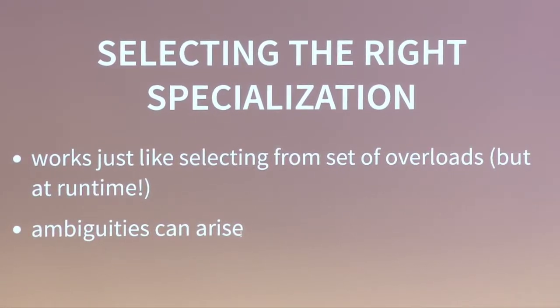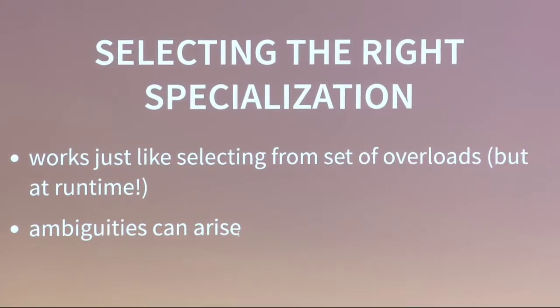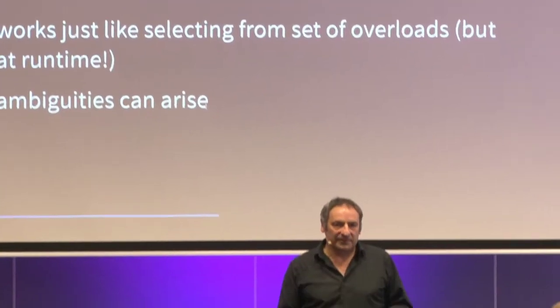So at this point, I should explain how the system selects the right specialization in presence of multiple virtual arguments. And I could start talking about partial ordering and blah, blah, blah, but there's no need. You already know the rules. It's exactly the same rules as when you use overloading. Exactly the same rules.